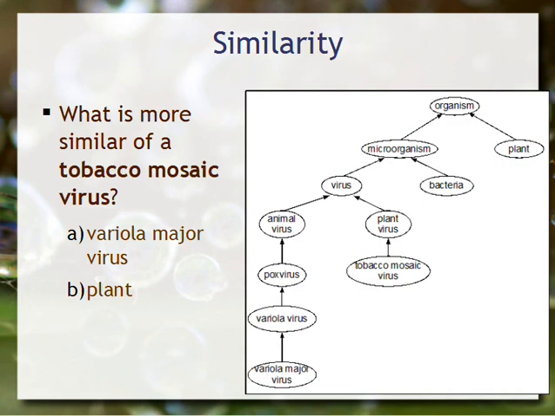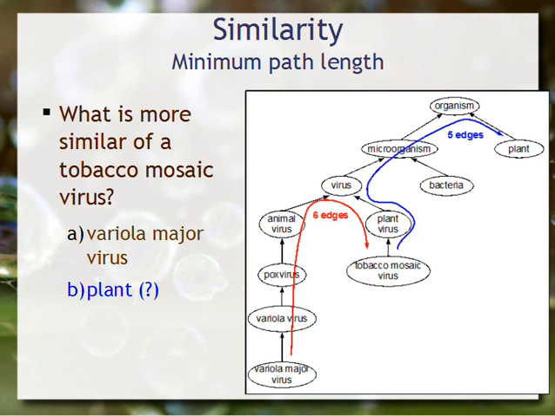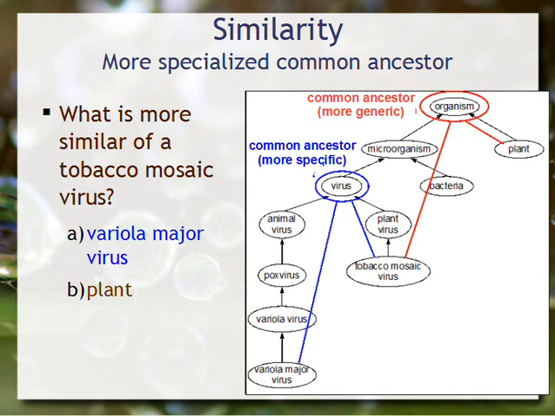And we can do this for many things. This is an example comparing two kinds of virus. This is a real ontology, and if you count edges, you would tell me that a plant is more similar to a tobacco virus than to a varroa virus. But there is another technique in which you look at the common ancestor. Since this common ancestor is more specific between these two, these two viruses are more similar than the same virus and the plant.